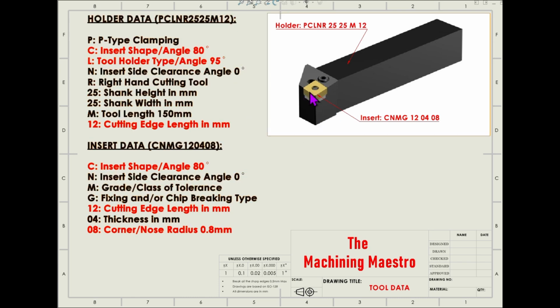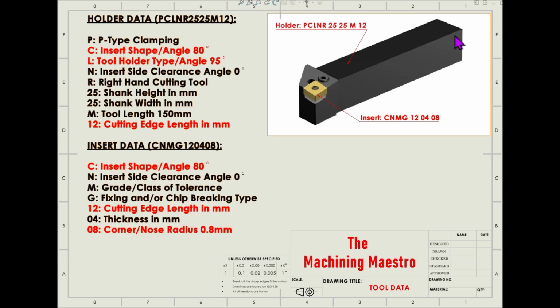N is the insert side clearance angle. There is an angle produced at the side of the insert, which is called the side clearance angle, and here it is 0. R is the right hand cutting tool, meaning the head is pointing towards here, and in a left hand tool the tool head is pointing towards the left side. And 25 is the shank height. This is the shank, and it is square in shape. So the shank height is 25 here, and the shank width is 25 here.